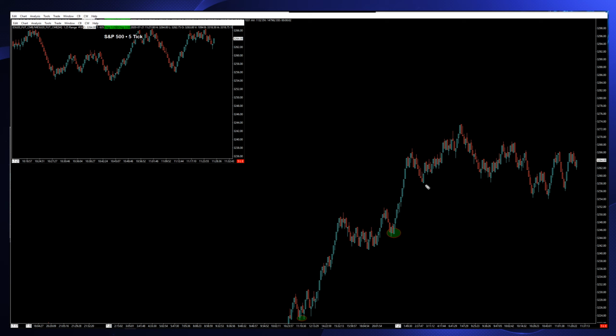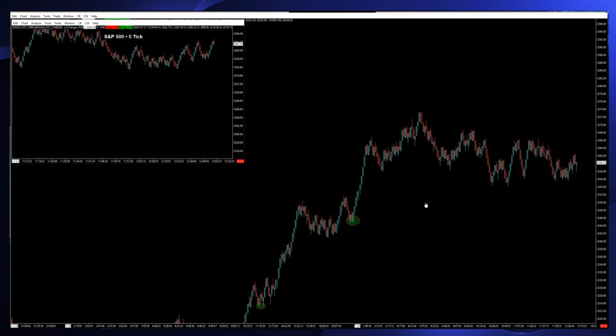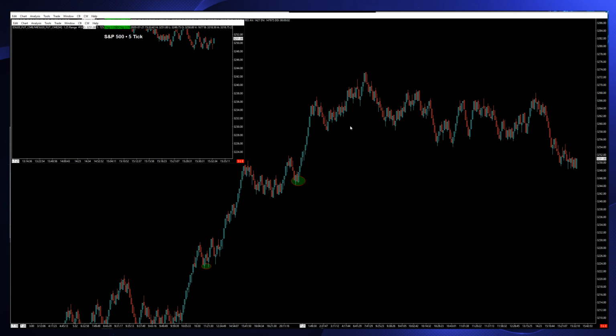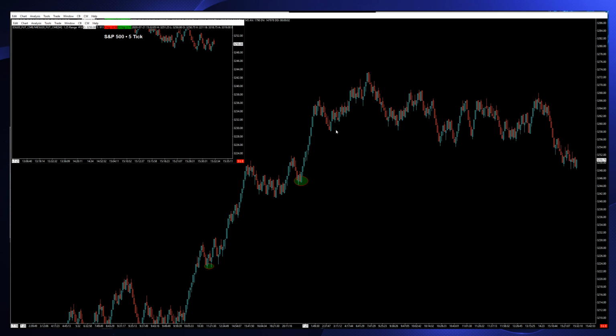This is not really a pullback to anywhere recently. So, right, we don't really know in this case. So then you could say this is the start of the impulse, but it's kind of a weak impulse, right?